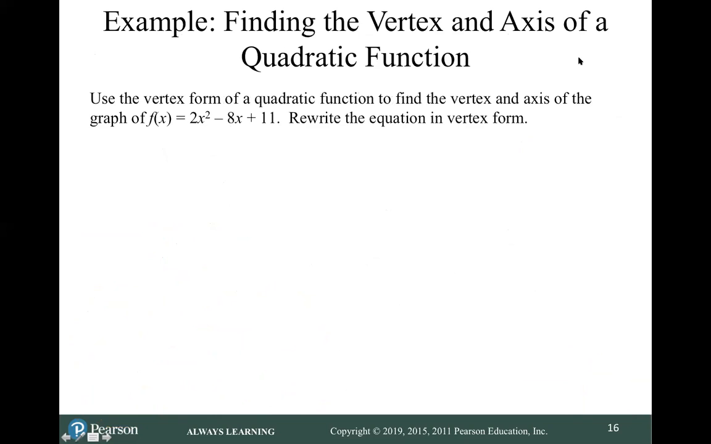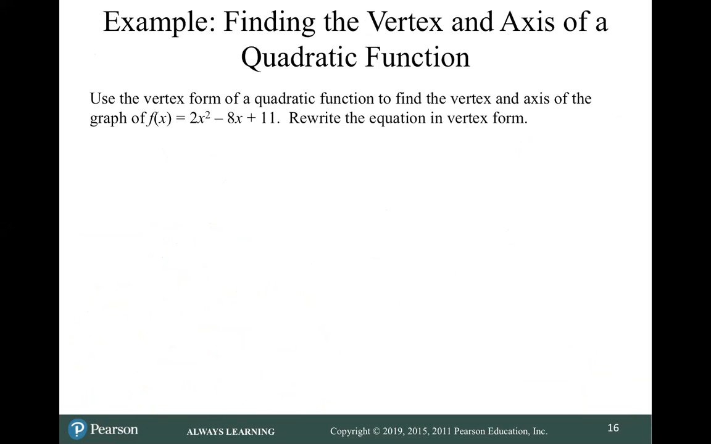So let's take a look at finding the vertex and axis of symmetry for this next quadratic function. Use the vertex form of the quadratic function to find the vertex and axis of symmetry. So when it says axis, it means the axis of symmetry, always, for quadratics. So the vertex and the axis of symmetry of the graph f of x equals 2x squared minus 8x plus 11. Rewrite the equation in vertex form.